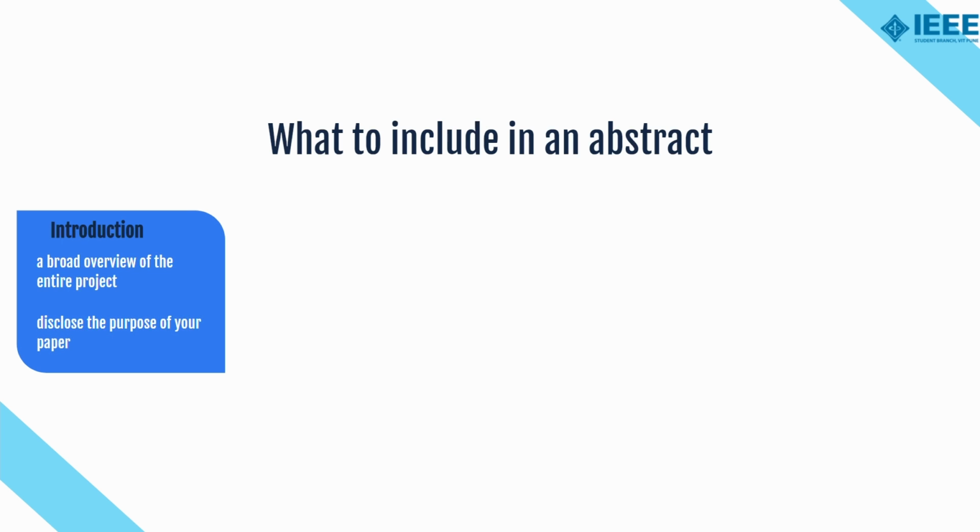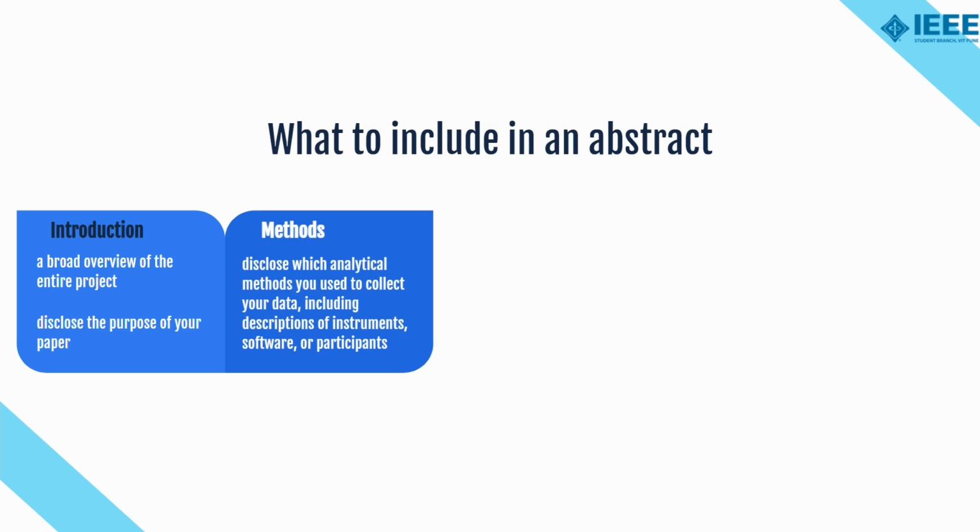Introduction. The beginning of your abstract should provide a broad overview of the entire project, just like the thesis statement. You can also use this section of your abstract to write out your hypothesis or research question. In the one or two sentences at the top, you want to disclose the purpose of your paper, such as what problem it attempts to solve and why the reader should be interested. You will also need to explain the context around it, including any historical references. Methods.